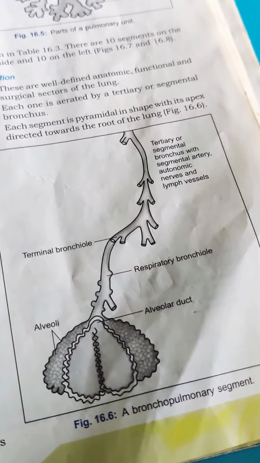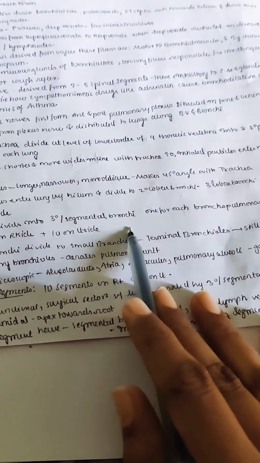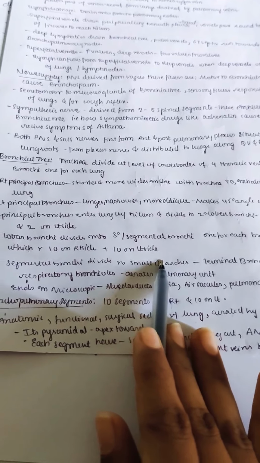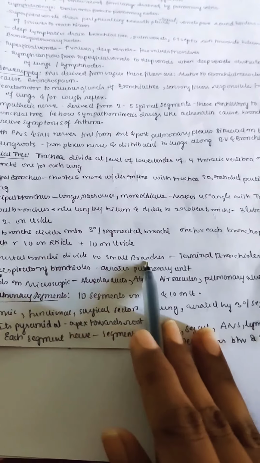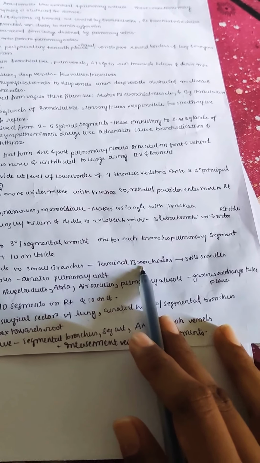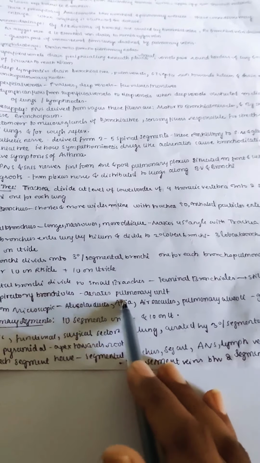If you see like this, the bronchopulmonary segments are formed from the tertiary lobar bronchi. So you can see tertiary segmental bronchi, one for each bronchopulmonary segment, which are 10 on the right side and 10 on the left side. The segmental bronchi divide into small branches or terminal bronchioles, and these terminal bronchioles further divide into still smaller respiratory bronchioles which aerate the pulmonary unit.